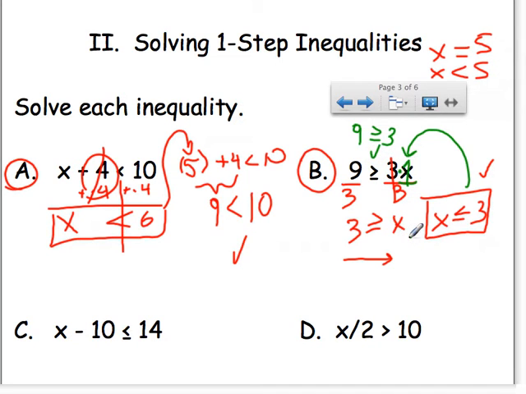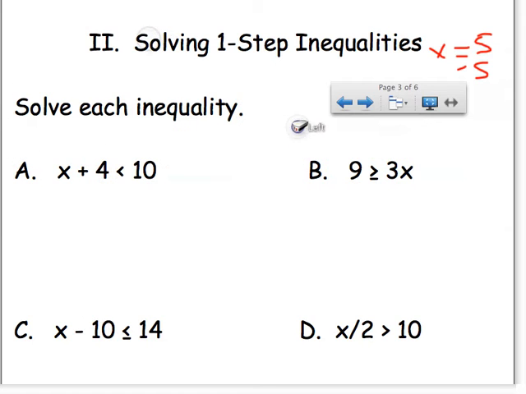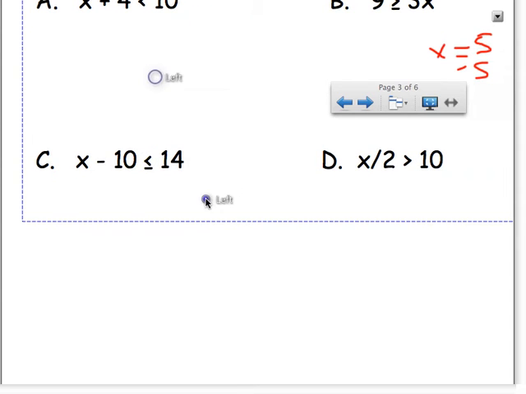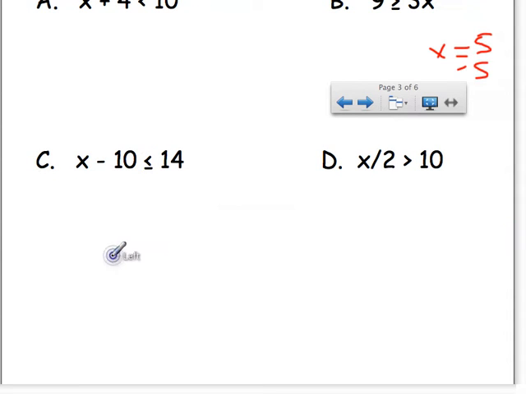I'm going to stop the video here. I'd like you to try C and D. Press play when you're ready to check your answer. Okay, I'm moving this up so I have some workspace. Time to check your answer.